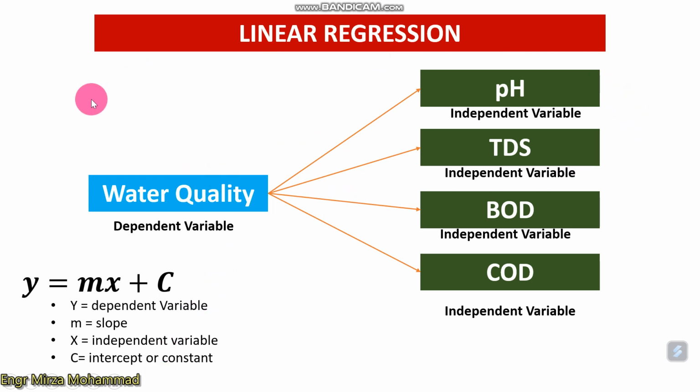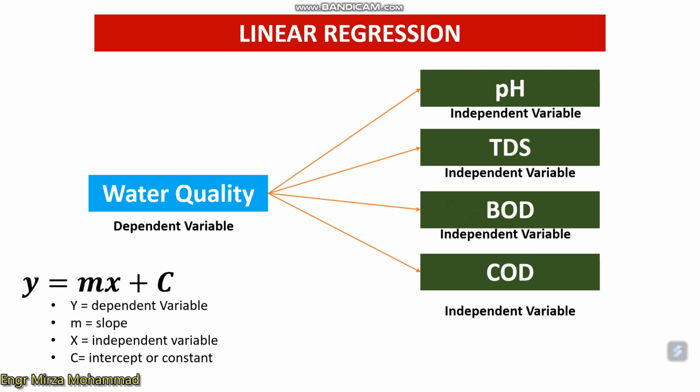Let us have a look at this basic structure, where water quality is the dependent variable because it depends on various parameters like pH, TDS, BOD, COD. So these are all independent variables. Now we will move on to the SPSS software and see how we can conduct this analysis.